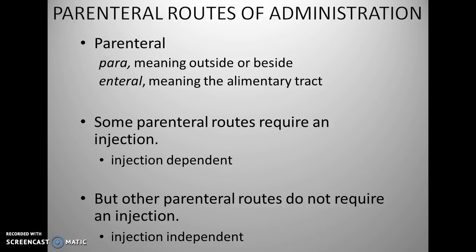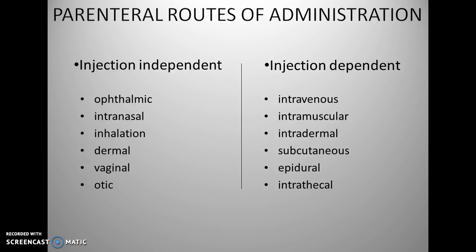So parenteral routes of administration. We have the key word: para means outside or beside, and enteral meaning the alimentary canal. Parenteral routes require an injection base, or some parenteral routes do not require an injection. These are injection independent, and other parenteral routes can include patches, for example, gels, creams, electroporation, etc., to get the drug into the body.